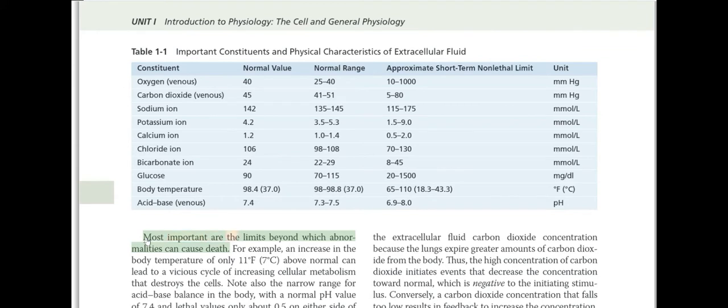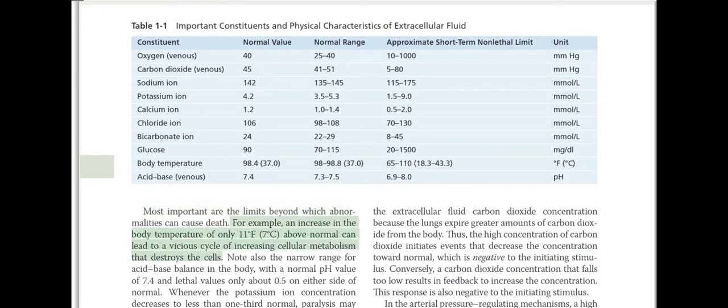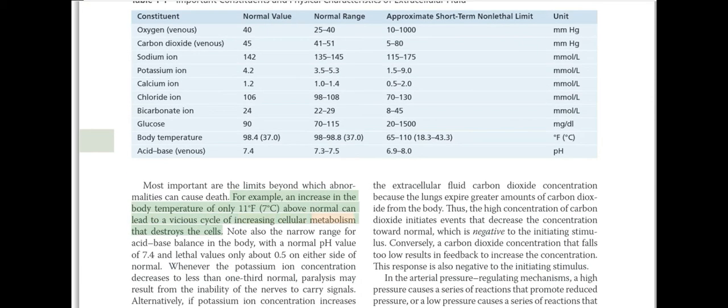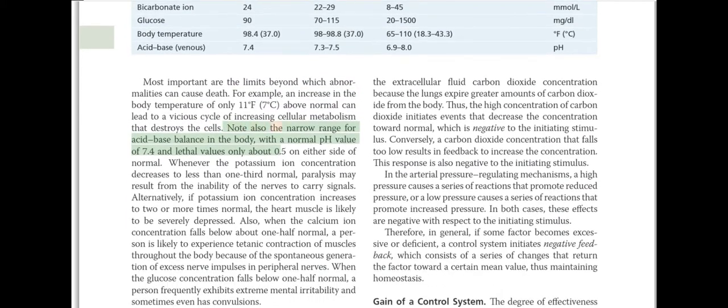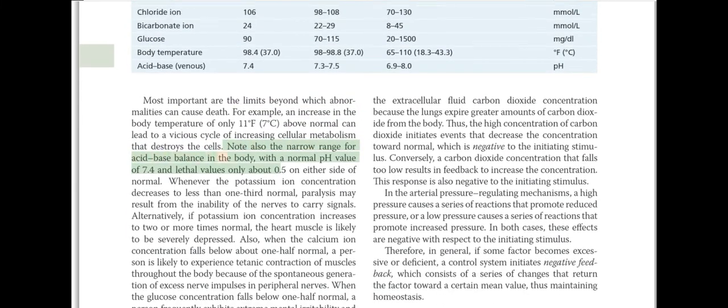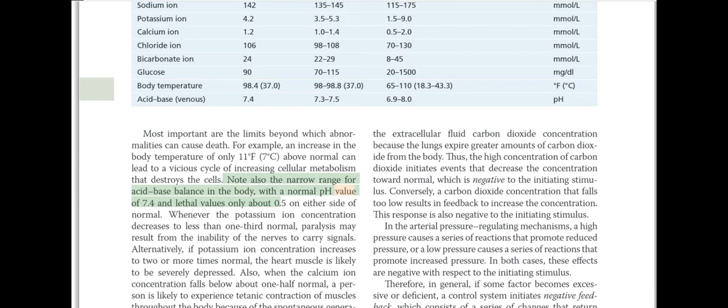Most important are the limits beyond which abnormalities can cause death. For example, an increase in the body temperature of only 11 degrees Fahrenheit above normal can lead to a vicious cycle of increasing cellular metabolism that destroys the cells. Note also the narrow range for acid-base balance in the body, with the normal pH value of 7.4 and lethal values only about 0.5 on either side of normal.